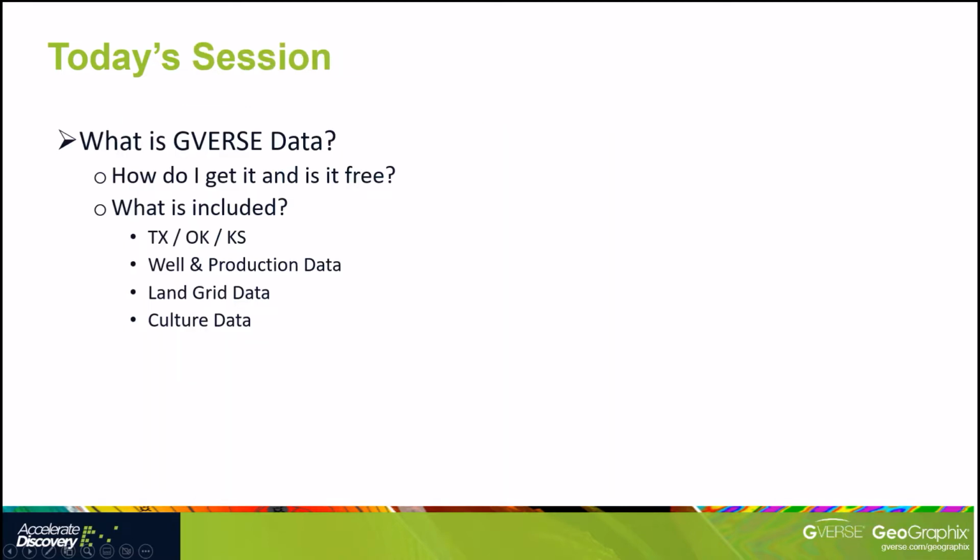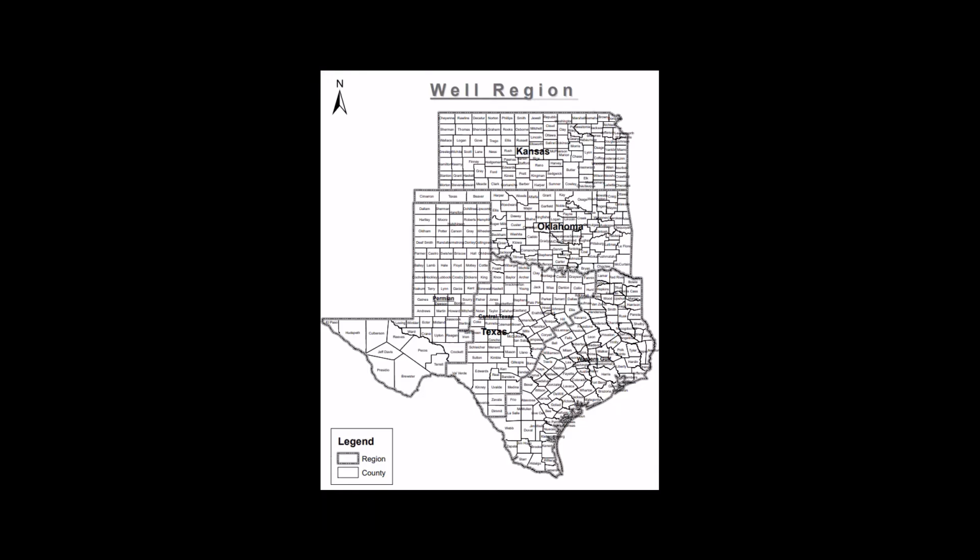What is GVERSE Data? Well, GVERSE Data is our first reiteration of data to the energy market. We're shipping a free region of GVERSE Data to every customer that buys a new license or renews a rental. It's broken into 5 regions. So Oklahoma is one region, Kansas is one region, and then there's 3 regions in Texas, the Permian, Central, and then the Western Gulf.